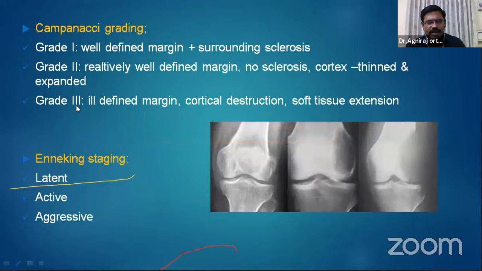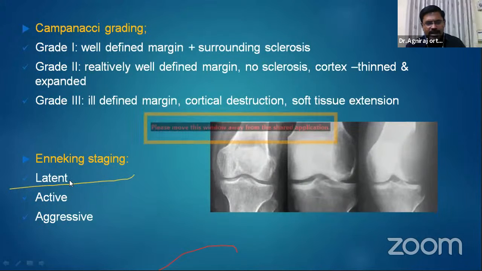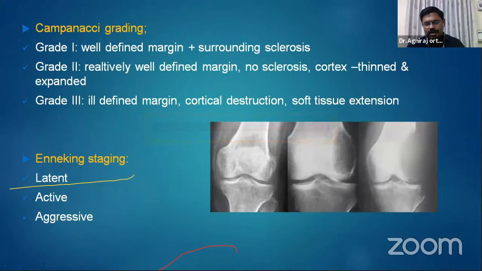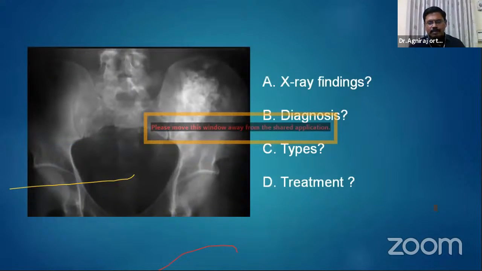Here it is latent, active, aggressive. In the latent stage, you will have a lytic lesion. In the active stage, you can have pathological fracture. In the aggressive stage, you can have pathological fracture, cortical breach, and also soft tissue extension. The treatment for active and aggressive or grade 3 giant cell tumor is wide surgical excision with prosthesis, with reconstruction. That is the treatment for grade 3 giant cell tumor. You should remember that.